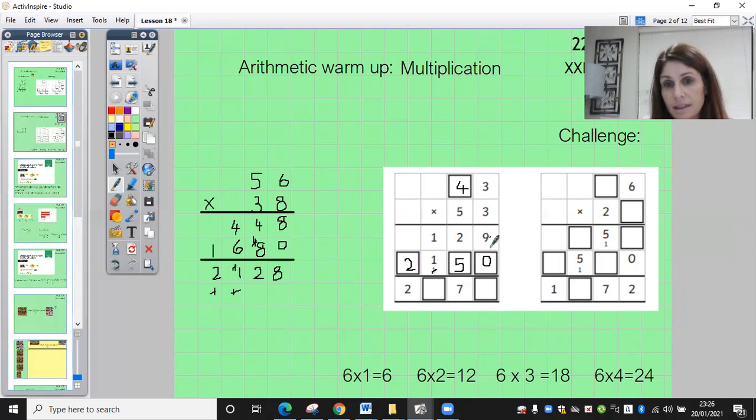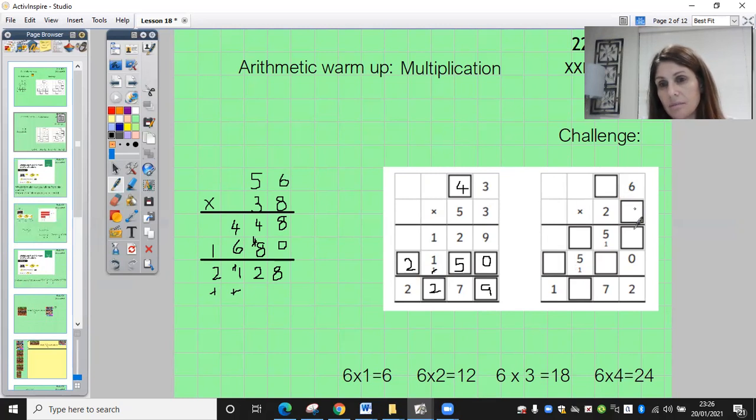And then all I'm going to do is add them up. 9, 7 is there already for me. 1 plus 1 is 2. And the 2 is there already. Sorry, that's really hard to read, isn't it? 2,279.